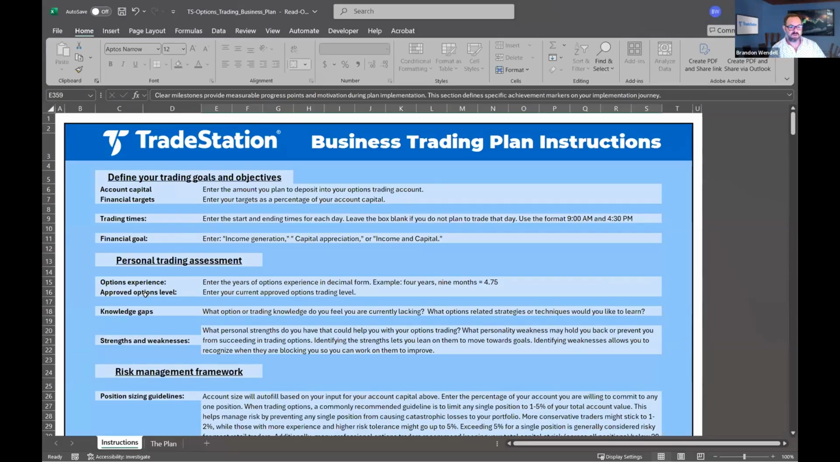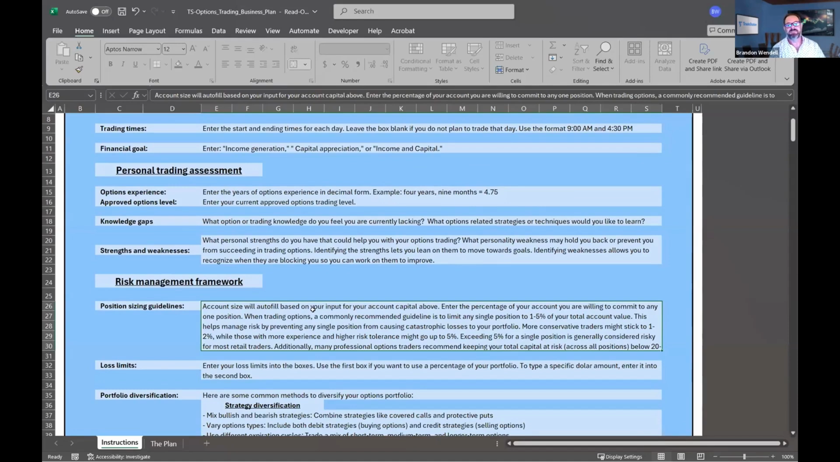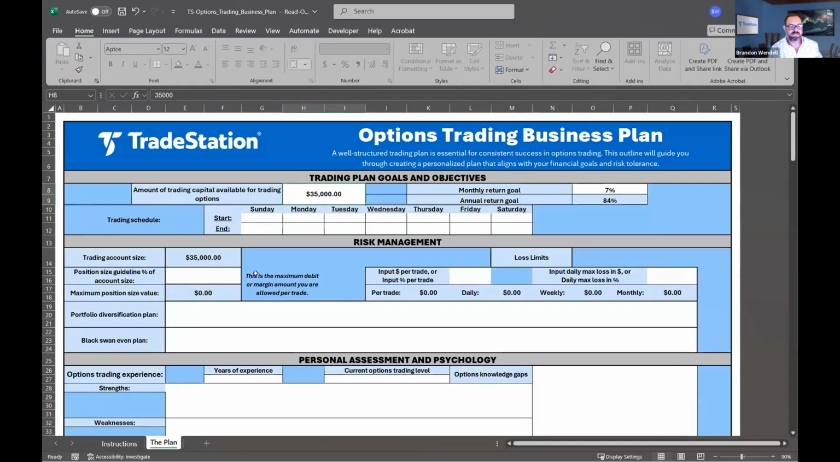For instance, position sizing guidelines. You can decide how much you are going to risk on any one single position. 1 to 5% of your total account value, perhaps. If you're very conservative, you might stick to 1 to 2% of your capital. That means when I'm putting on an individual trade, let's say I'm going to be conservative and say 2%. That means for every position I'm looking to take, even though I have more capital to do it, I should not utilize more than $700. Now, that may limit some of the strategies I can get into.